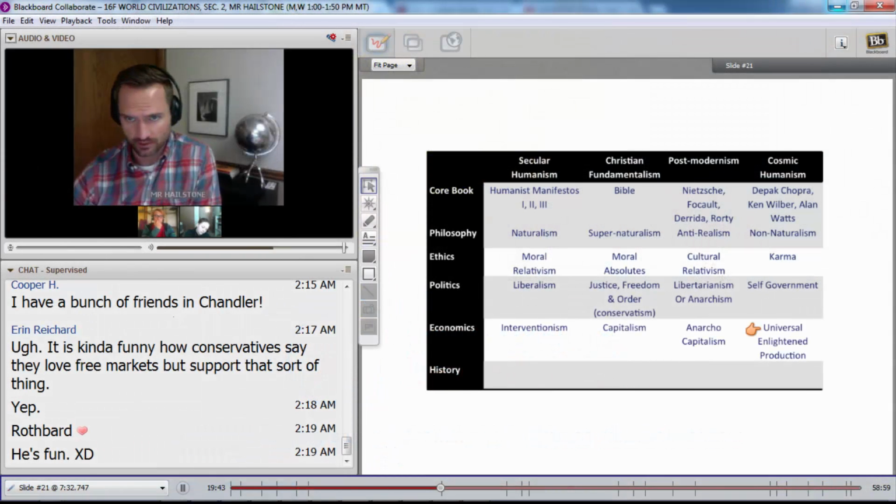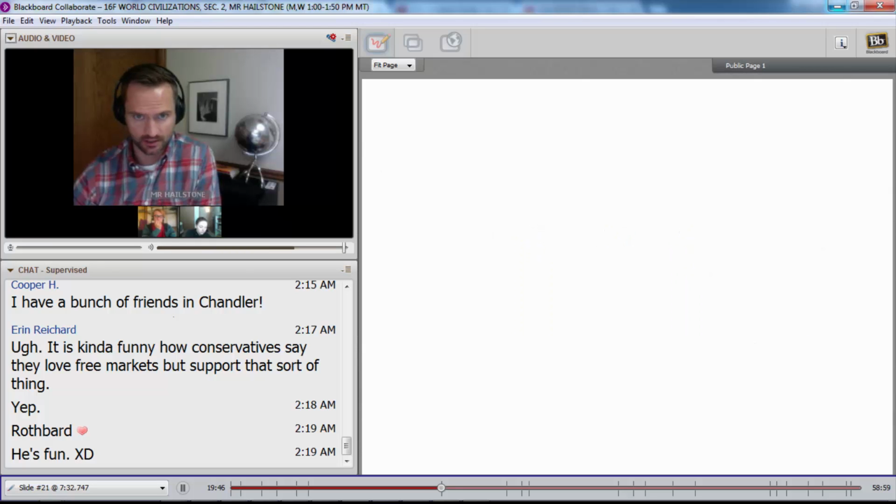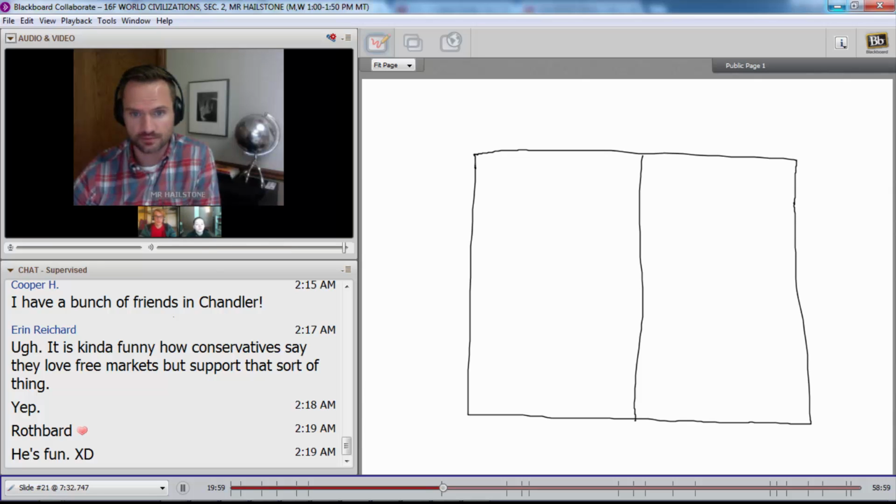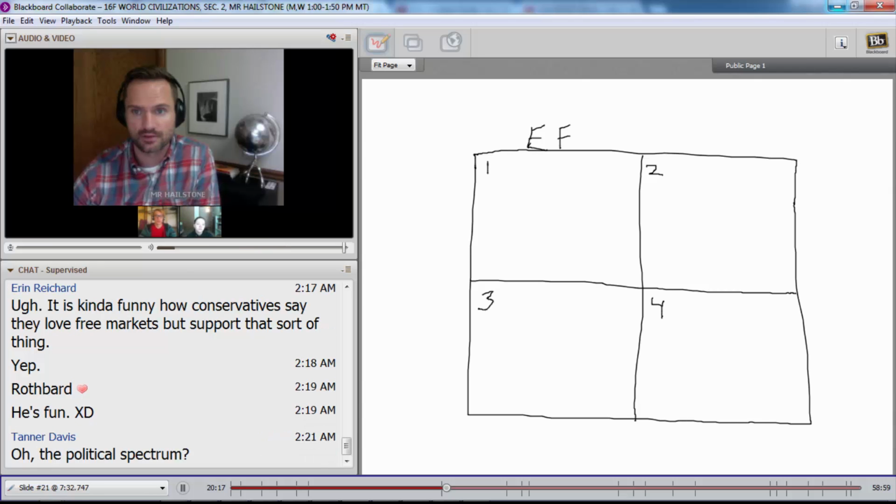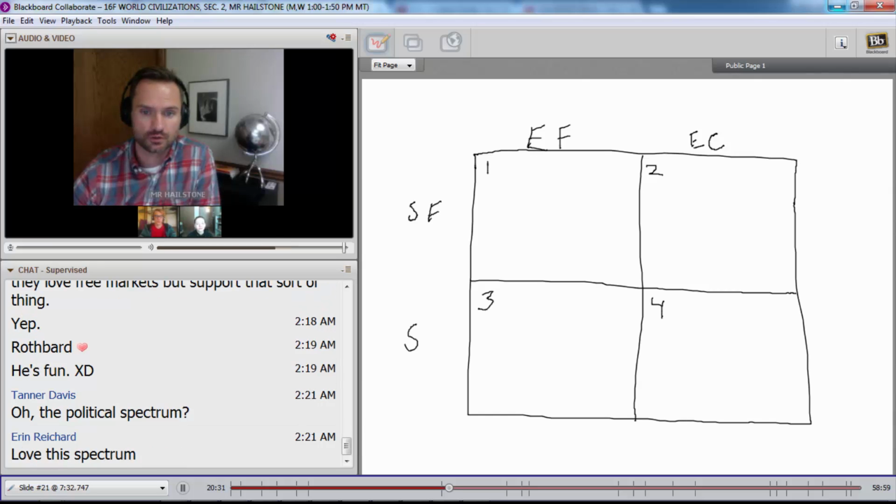So one more thing I want to do here, just to help us all understand these differences. Here we go. Draw a quick four-quadrant style diagram. Let's say this is quadrant 1, 2, 3, and 4. This column is economic freedom, this one is economic control, this one is social freedom, and this is social control. Okay, so what do I mean by these?